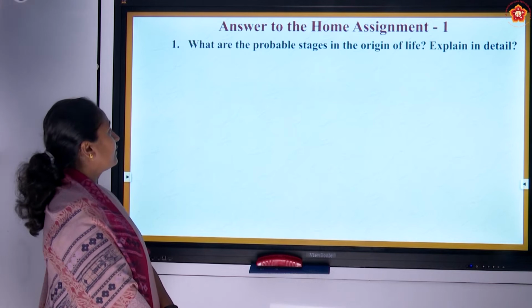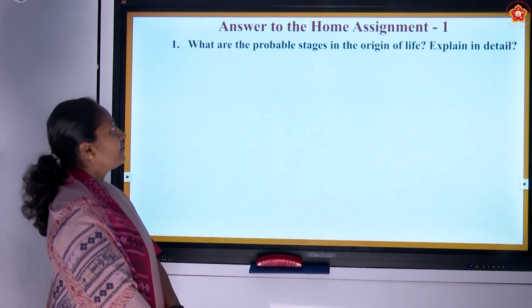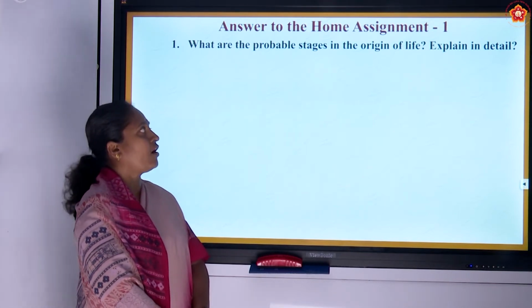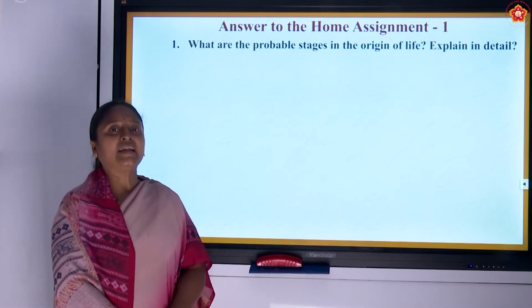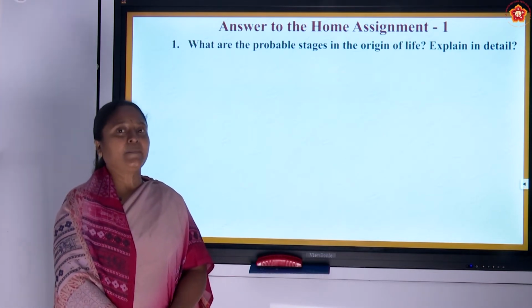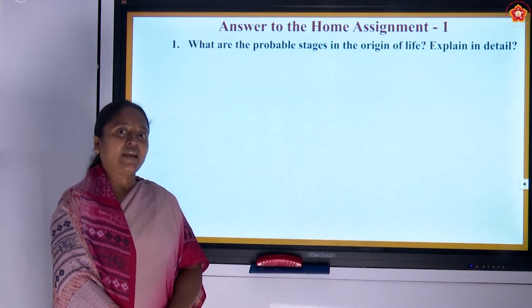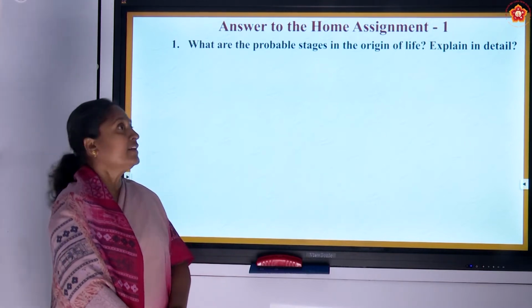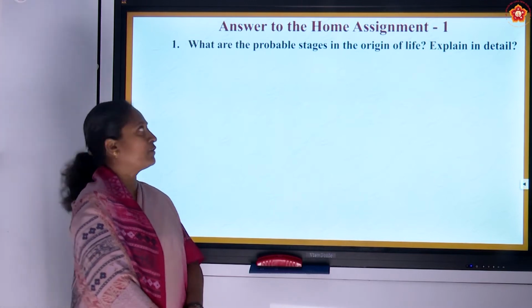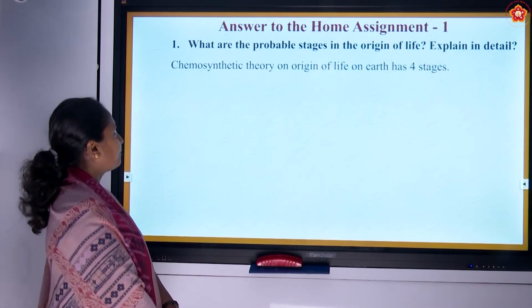The first question asked was, what are the probable stages in the origin of life? Explain in detail. This may come as a 5-mark question. So you can see the way the question is framed, right? It is an elaborate answer we are going to see for this question.